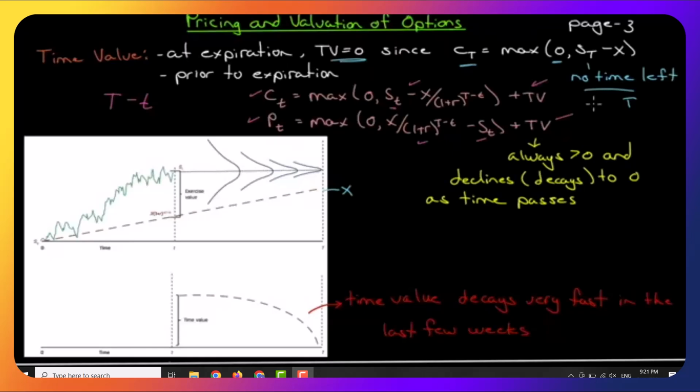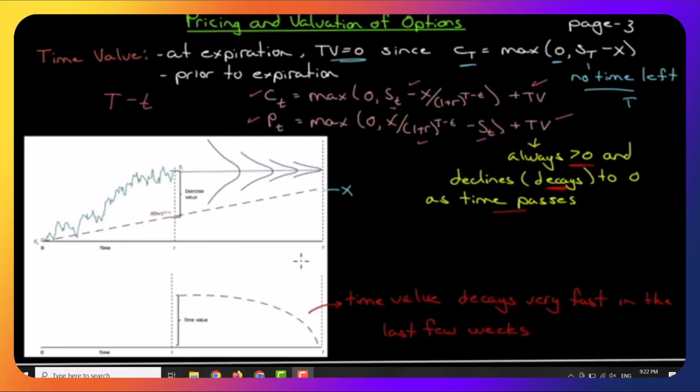And time value, as we will see, is affected by a lot of things. It's affected by the amount of time. The longer the time, the greater the time value. The higher the volatility, the greater the time value. The risk-free rate also has an effect on the time value, with the opposite effect for calls and puts. We will see that as we continue on here. Time value is always greater than or equal to 0. You can never have negative time value. It's either 0 or it's something positive. It declines, we say it decays to 0 as time passes.